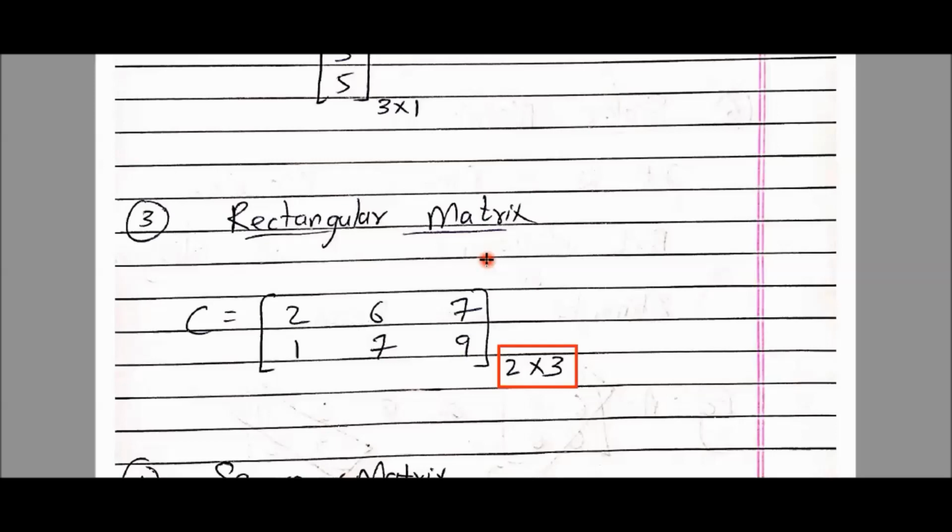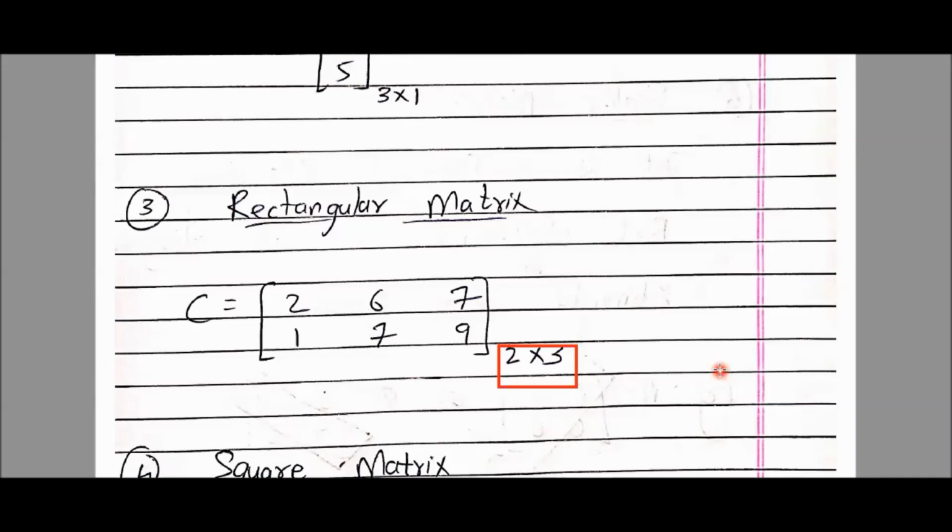Simple, because only when opposite sides are equal is it called a rectangle. So that's the reason. Here I have 2 rows and 3 columns, so this is a rectangular matrix. Once again, whenever the order is unequal, that means the number of rows is unequal to the number of columns, both are not equal, then it is a rectangular matrix. Now students, can you tell me the definition of a square matrix?